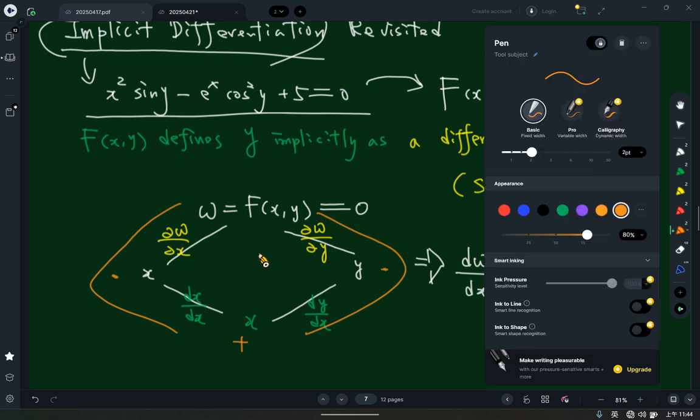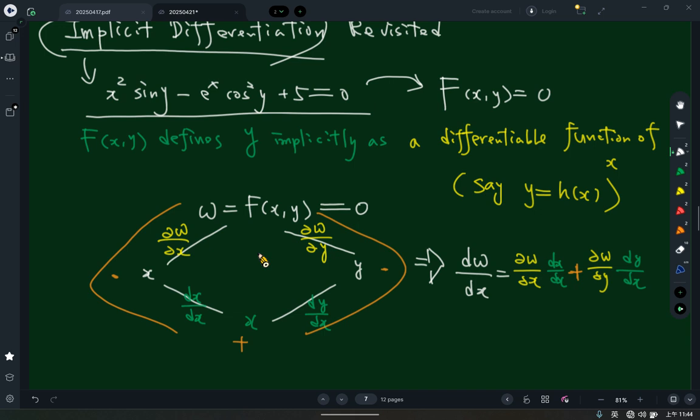Then you can also notice for this part, this will be 0. Why 0? Because w is 0. So when you differentiate it, the result is 0, right? But partial w, this part, we can regard it as big F, partial x. Then here is 1 because dx over dx, right? So it's 1. Then plus partial F, partial y, then dy over dx.